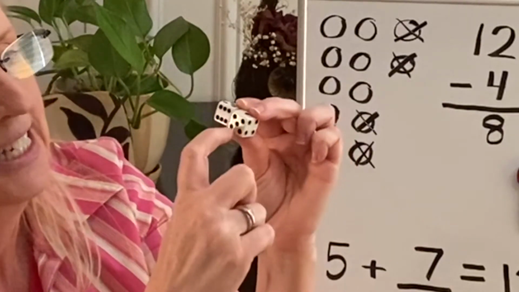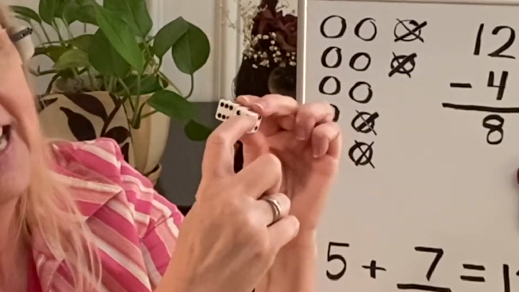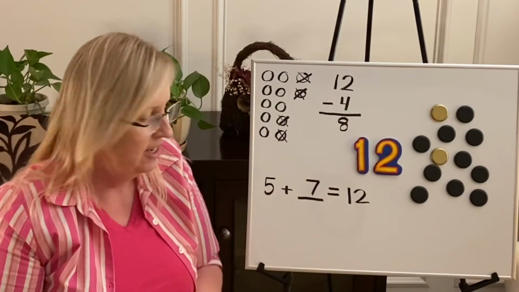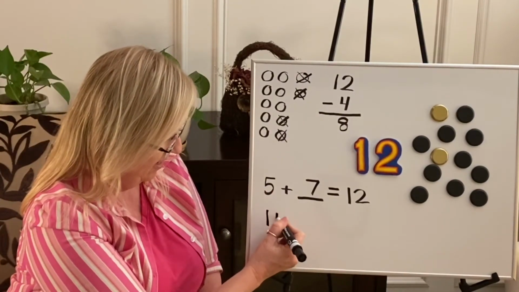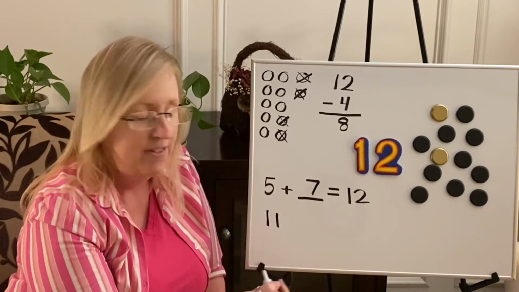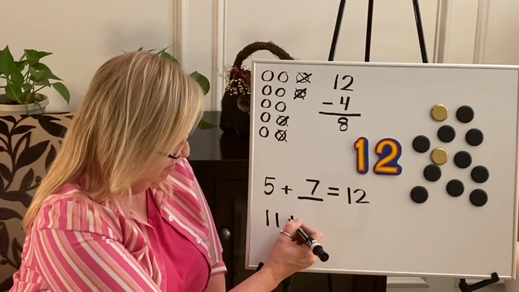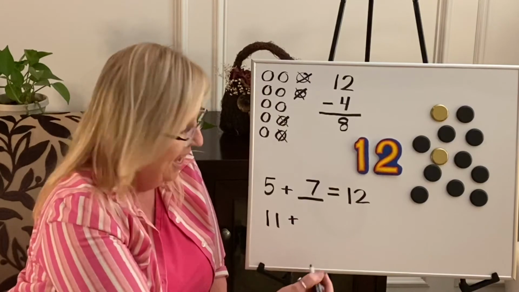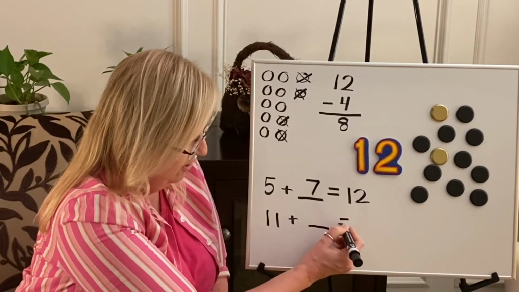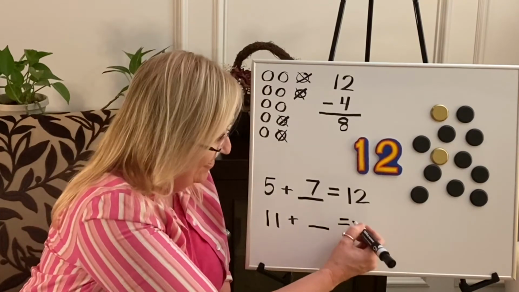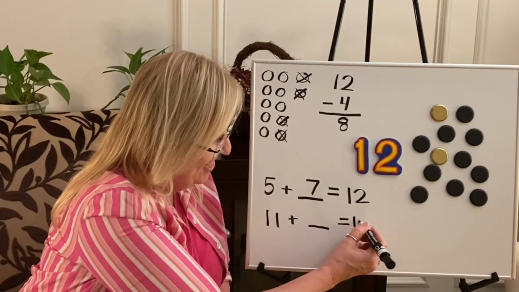6, 7, 8, 9, 10, 11. 11 is our first number. 11 plus how many? Equals, that's right, good job, 12.